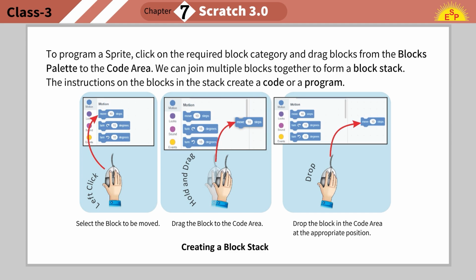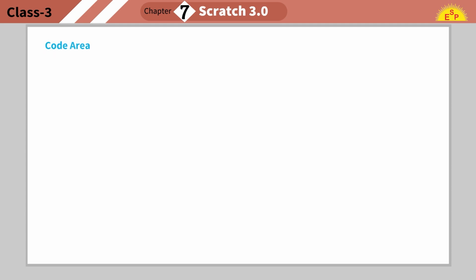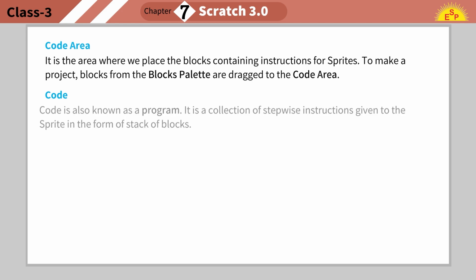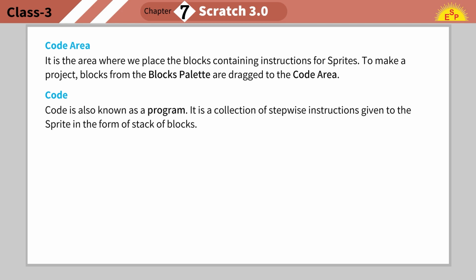Creating a block stack. Code area. It is the area where we place the blocks containing instructions for sprites. To make a project, blocks from the blocks palette are dragged to the code area. Code is also known as a program. It is a collection of stepwise instructions given to the sprite in the form of stack of blocks.